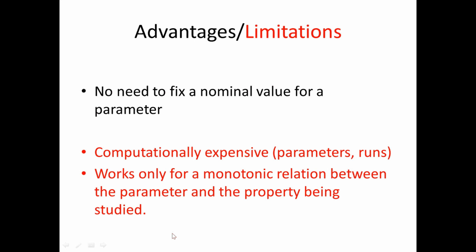Another big limitation is that this works only for a monotonic relation between the parameter being studied and the output. For example, this method works only if the time period increases or decreases with the parameters. It cannot happen that the time period increases for a certain range of the parameter and decreases for another range of the parameter. This method cannot work in that case. So we have to make sure that the relationship between the property we are measuring and the parameter is monotonic.